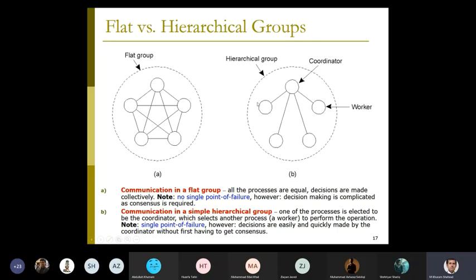As against that, in this case, there is one coordinator who coordinates the tasks from and to the workers, and here a single point of failure is a common thing. So here there is a multicast scenario, and here there is a unicast. So you can understand the differences from different perspectives.